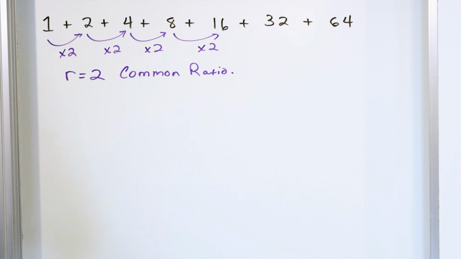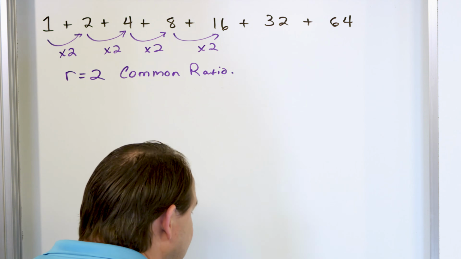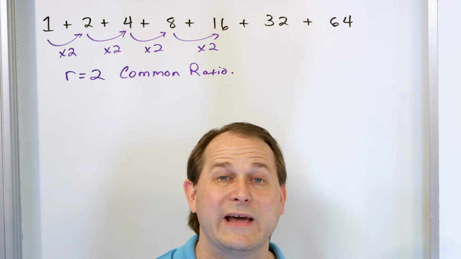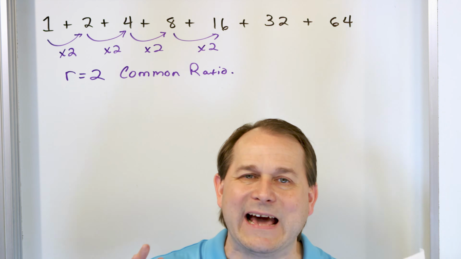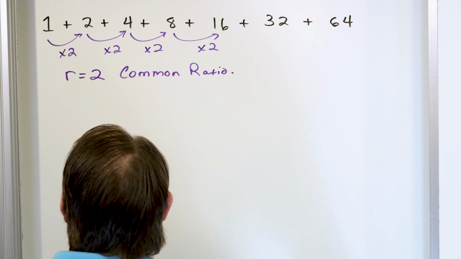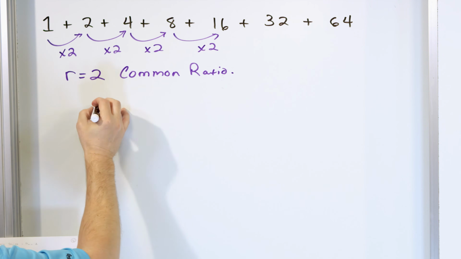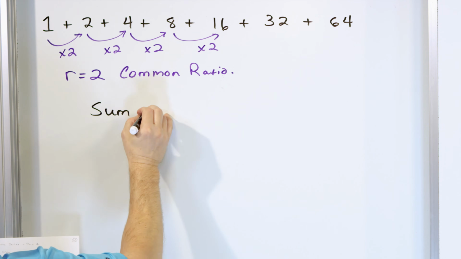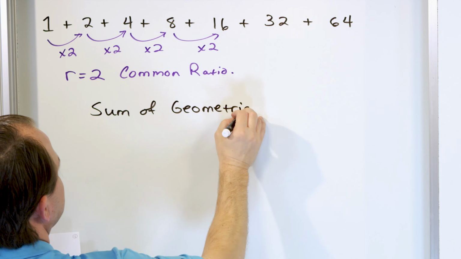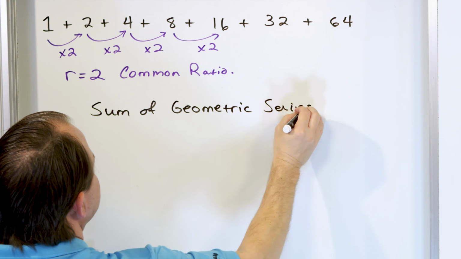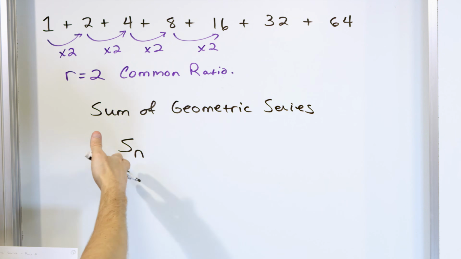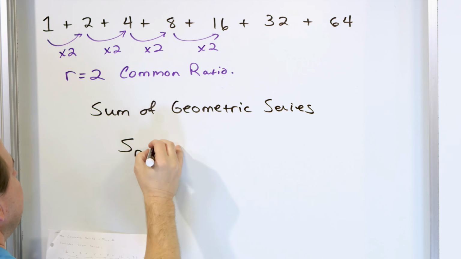All right, so what I want to do is write down the sum of these terms. We've written these things down, we've done the summation convention, but we haven't actually calculated the sum of any of these geometric series like this. So let's go ahead and write that down. The sum of the geometric series is as follows.